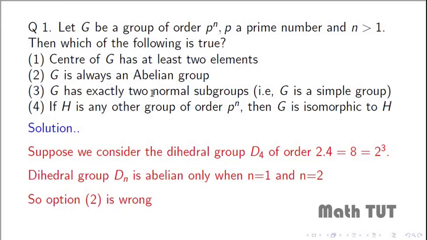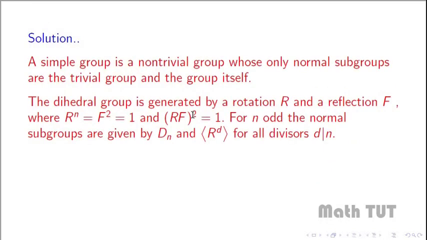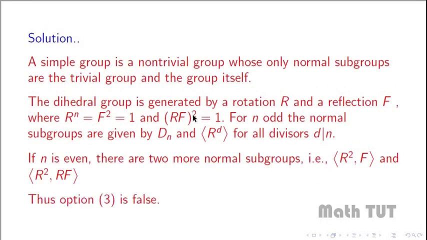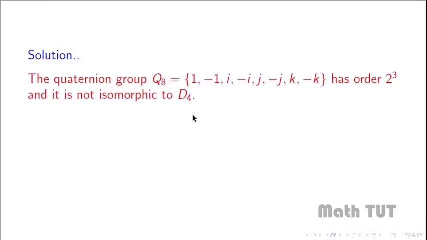Now to argue about the fourth option, I'm going to present you two groups of order 8. In fact, these are the only two groups which are the non-abelian groups of order 8. That is the Q8 group, the quaternion group, and the dihedral group that we have seen just now.